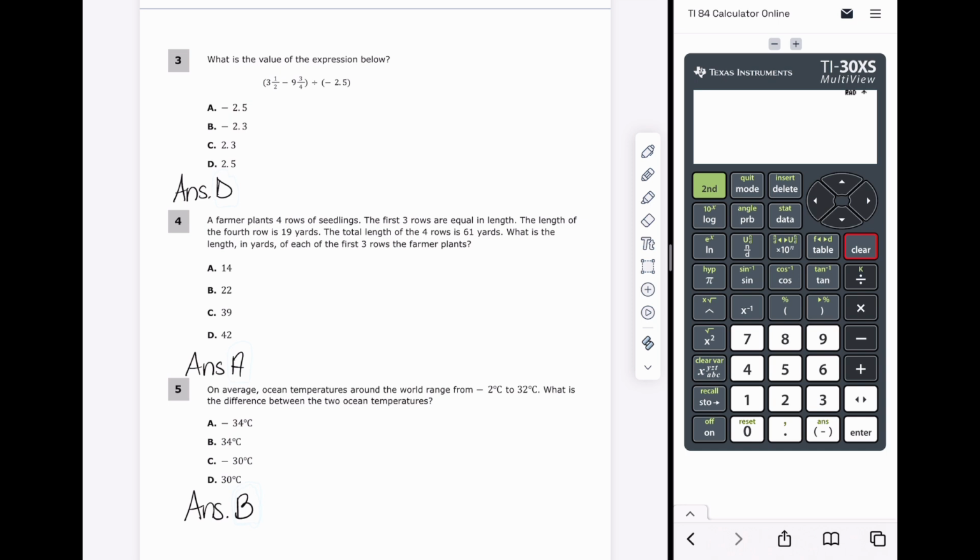The first one is order of operations, one of our EE questions. And just by looking, I see a lot of fractions and decimals. So what I'm going to do is rewrite this with all decimals, because it'll make it easier for me to compute with my calculator. So let's rewrite this as 3 5/10 minus 9 75/100 divided by negative 2 5/10.